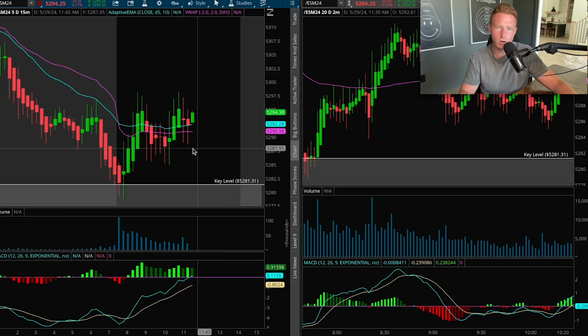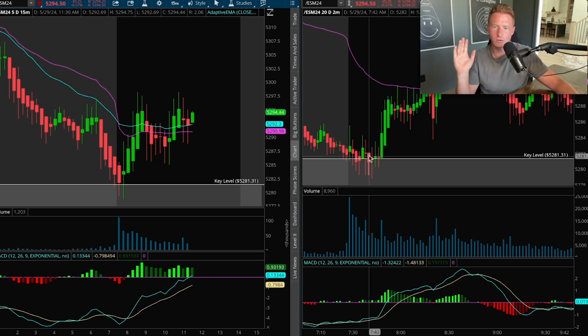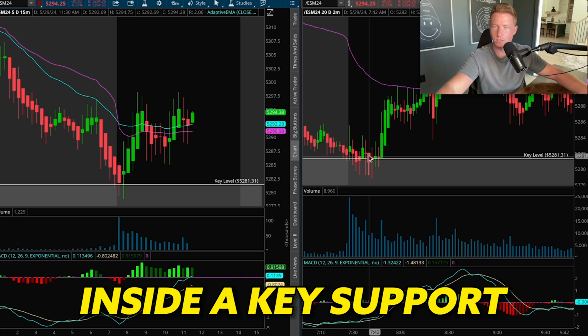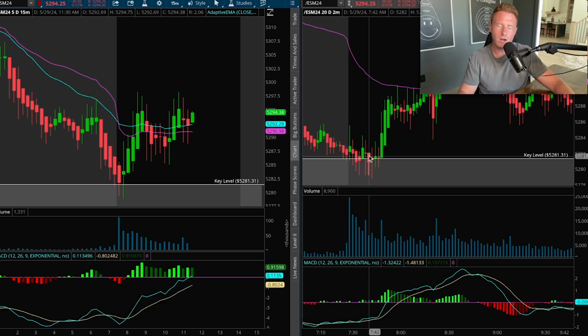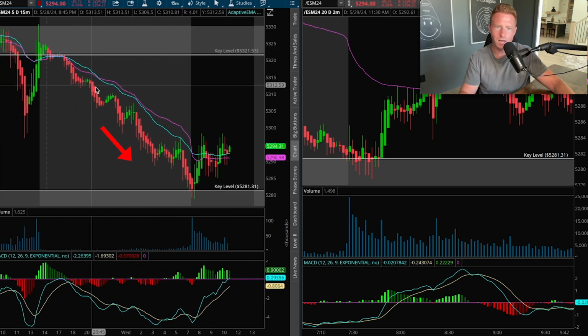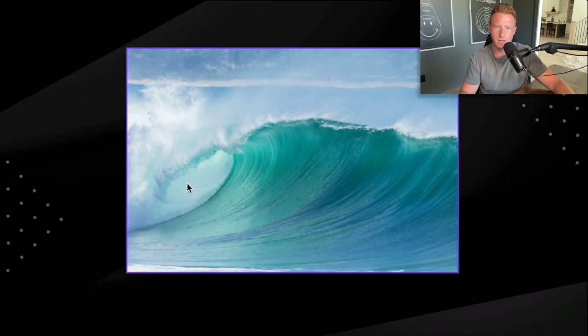Because when we originally opened, on the right here is my 2-minute time frame. We started chopping around in this demand zone. Now, I didn't want to focus on going short here because I never want to go short inside a key support zone or a key demand zone. But I also didn't want to go long yet because, look what happened last night. We're basically selling off the entire night. So I want to make sure, going back to what I said, I want to trade with the trend. I want to trade with the wave.